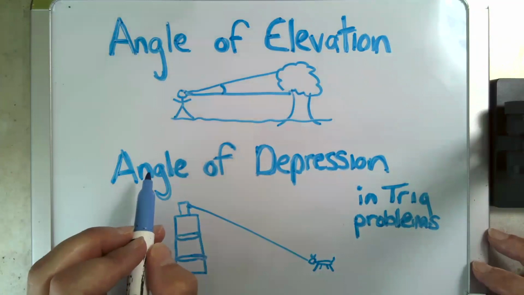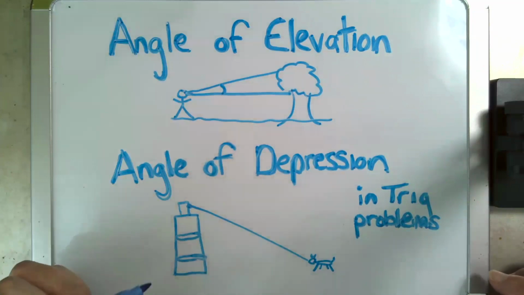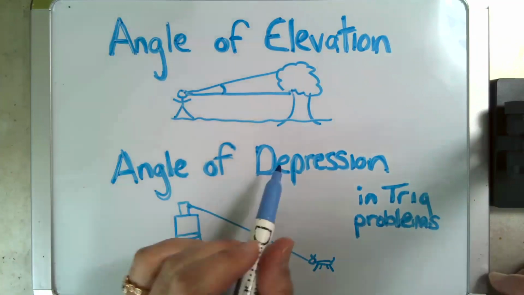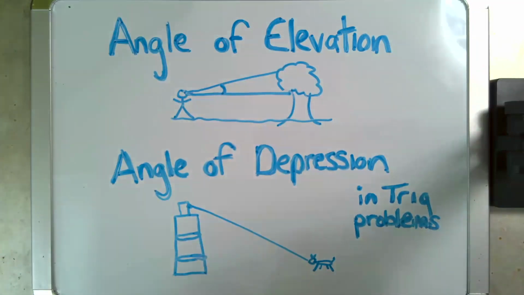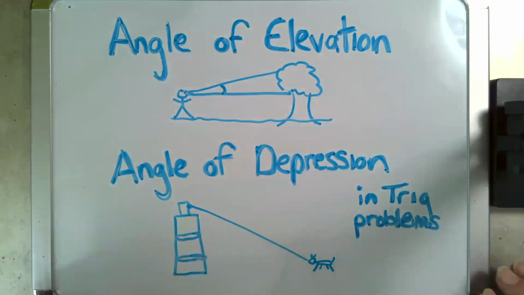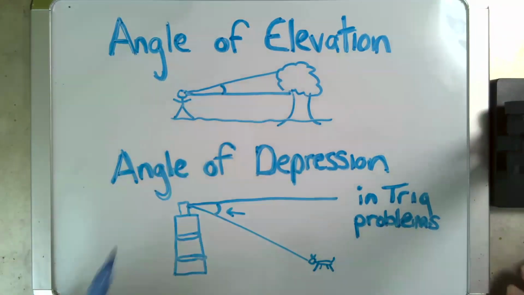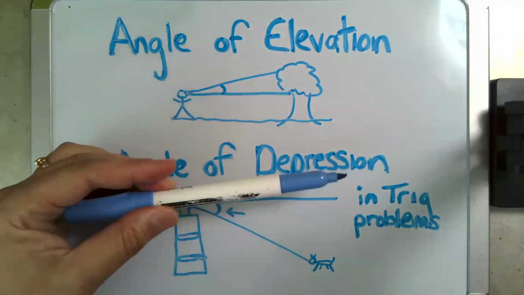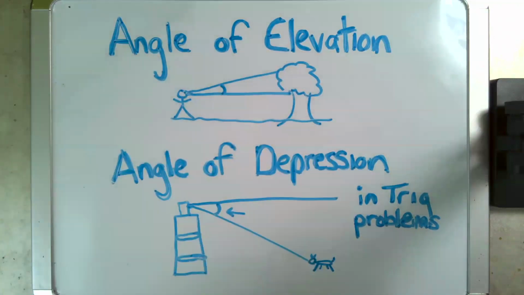The angle of depression also is in relation to the horizon. But if it says angle of depression, then the horizon line will be drawn above your line of sight. So that's your angle of depression. It's the angle made with the horizon from above.